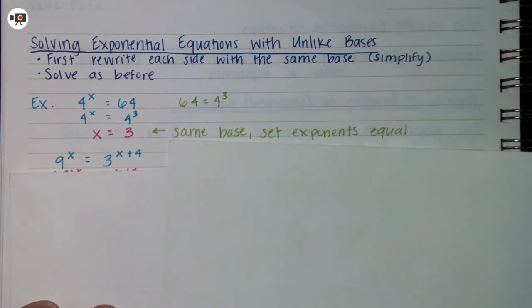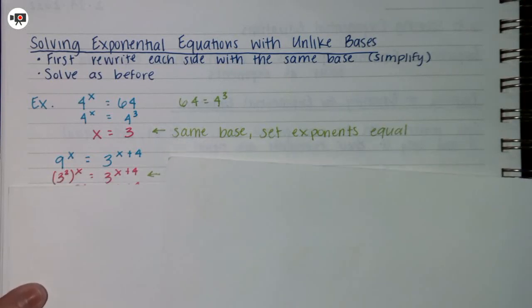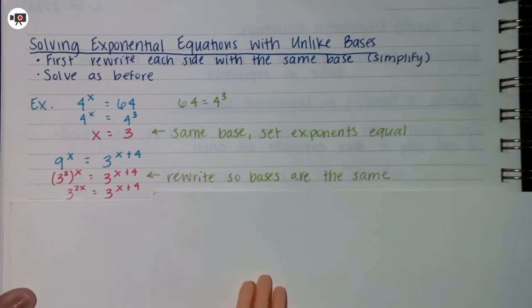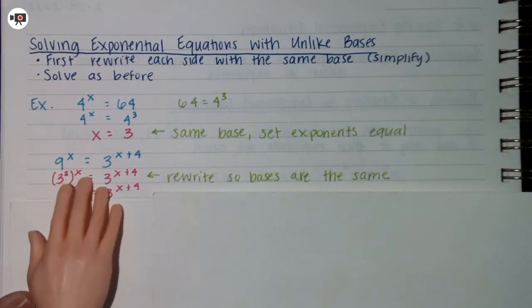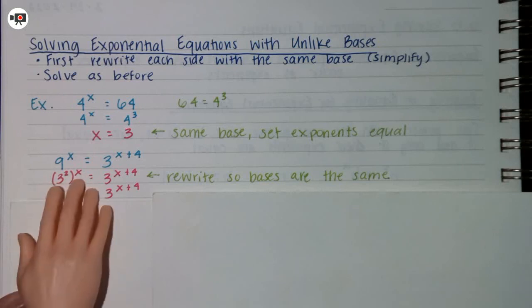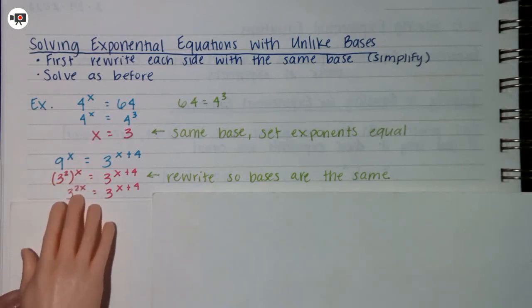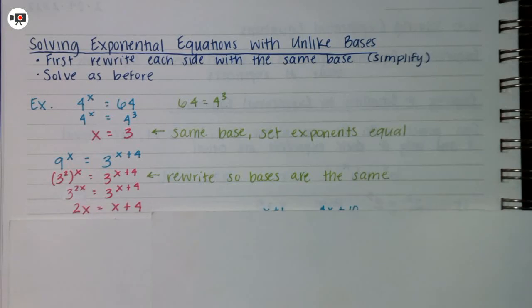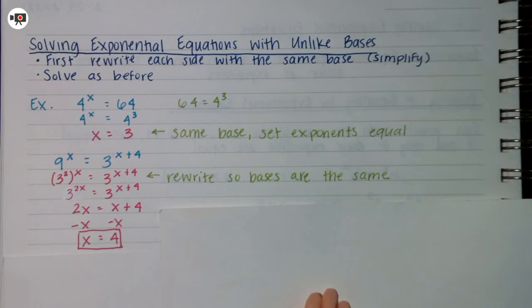For this one, I have 9 to the x equals 3 to the x plus 4. I can rewrite 9 as 3 squared. Then I need to simplify this 2 and the x. If it's a power to a power, you multiply. So I have 3 to the 2x equals 3 to the x plus 4. Now the bases are the same, so set the exponents equal and solve for x.